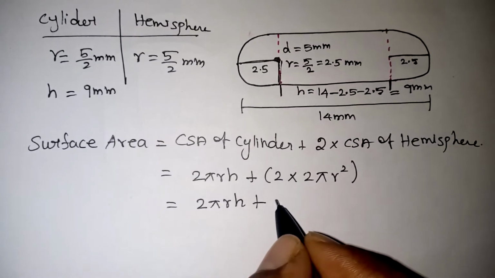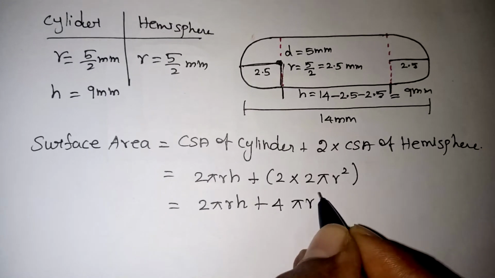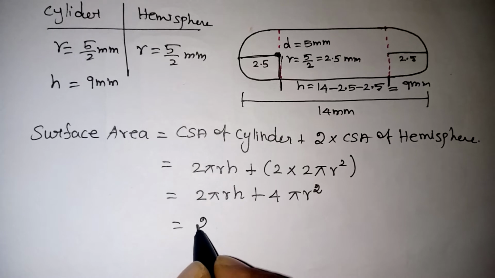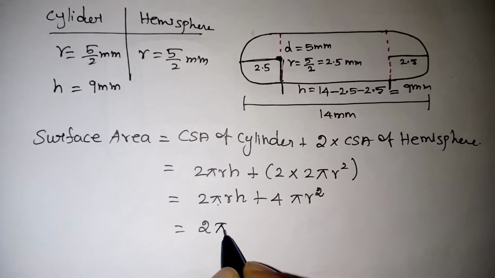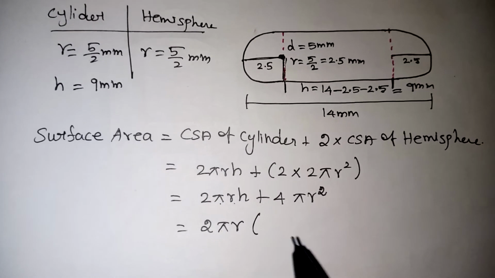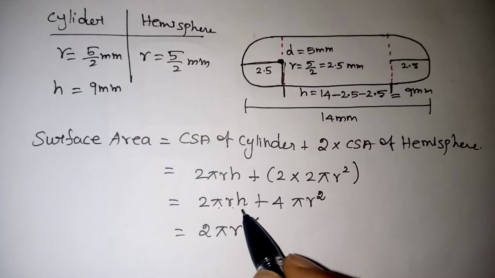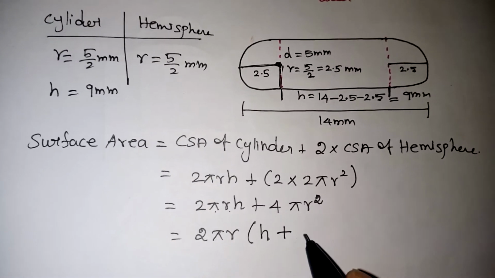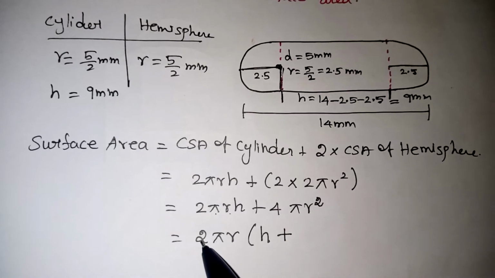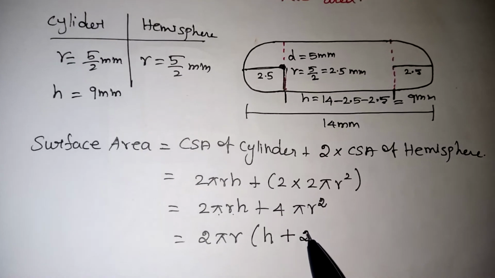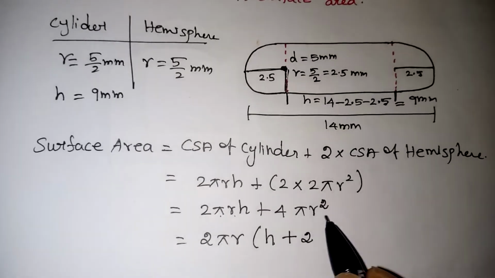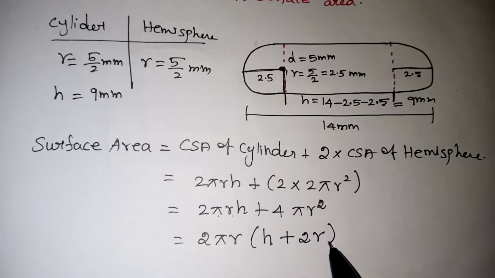First let us do the simplification with the formula. 2 twos are 4 pi r square. Now let us take the common terms outside. 2, pi and r are common. After taking this outside, the remaining part is h, and this plus sign will come as it is. From this 4 we have taken 2 outside, the remaining 2 will stay. Pi we have taken out. From r squared, one r went outside, remaining one r will be there.